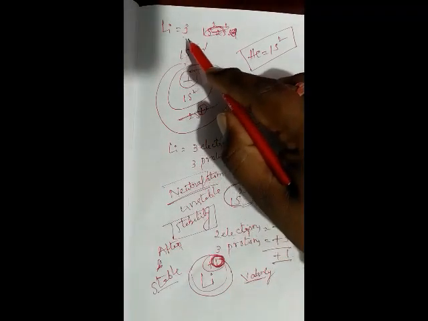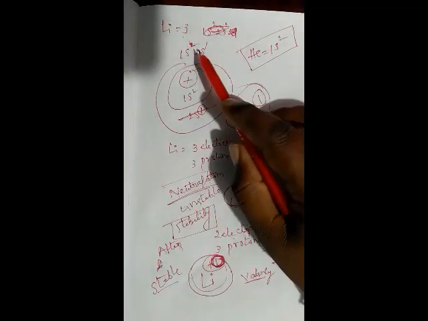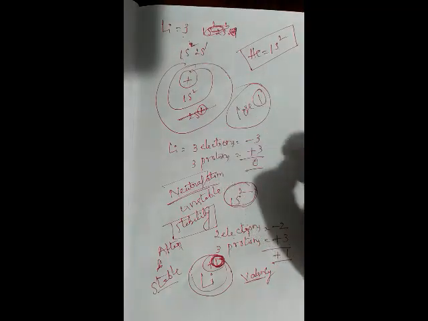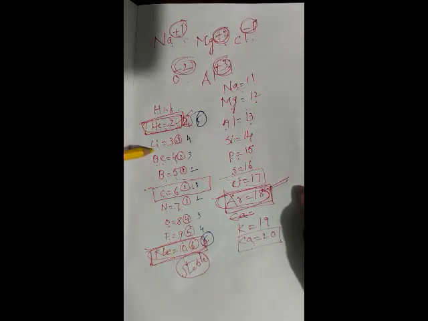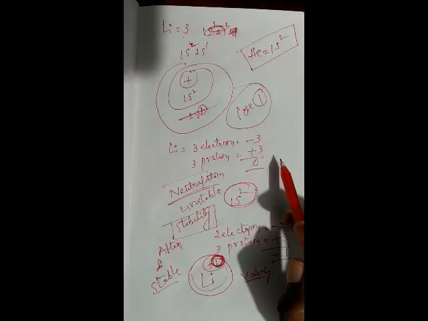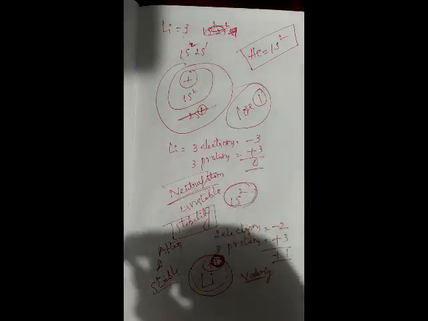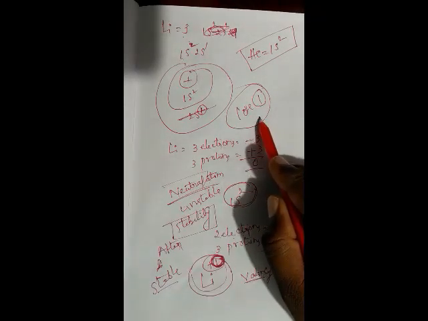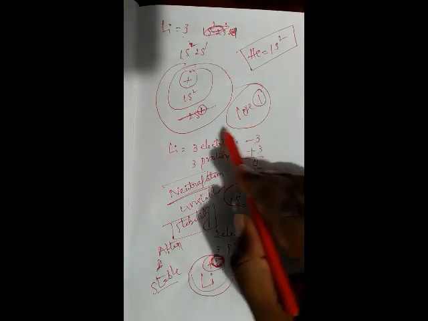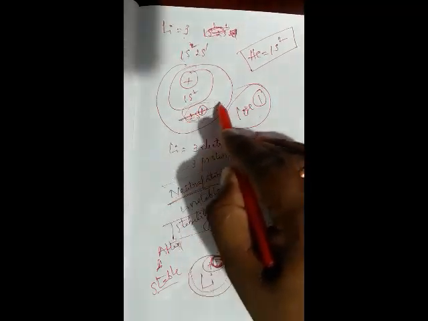See, lithium atomic number is 3. Electronic configuration 1s2 2s1. And near this lithium, the inert gas is helium. So this lithium is always acquiring the electronic configuration of helium. For acquiring that electronic configuration of helium, lithium loses one electron. It is ready to lose one electron, and after losing one electron, it acquires the electronic configuration of helium.